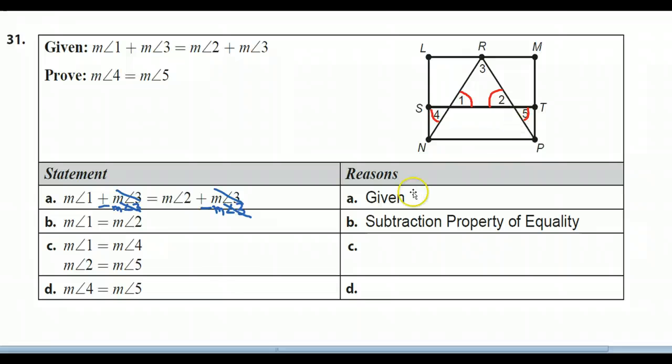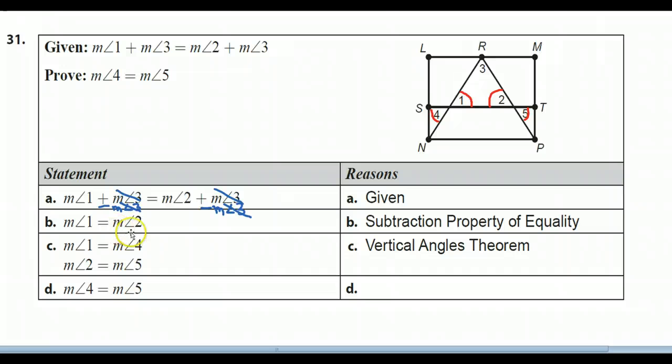So let's take one thing at a time, though. The way I got, just for statement C, that angle 1 and angle 4 are equal, angle 2 and angle 5 are equal, is just because they are vertical angles. So you can write vertical angle theorem or vertical angles. And then, like we've already talked about, that's going to help us conclude, yeah, angle 4 and angle 5 have to be equal. Why was that?